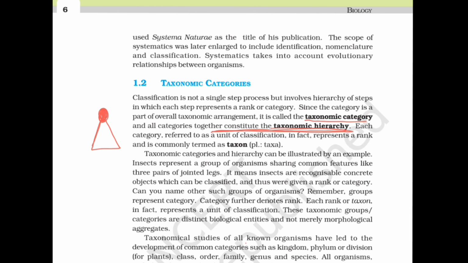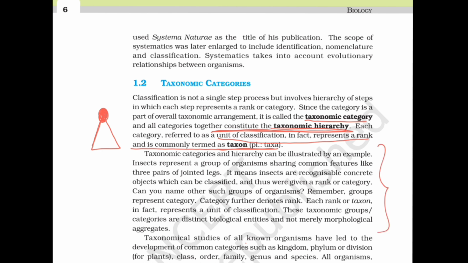Each category, referred to as unit of classification, in fact represents a rank and is commonly termed as taxon. Like I said, right, taxa, everything is a taxa. Rice is a taxa, basmati is a taxa. Okay, so each category referred to as a unit of classification. Taxa, the plural is taxa. Okay, the singular is taxon. Plural and singular will never leave us.